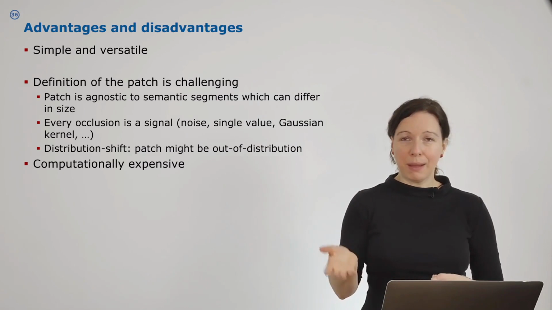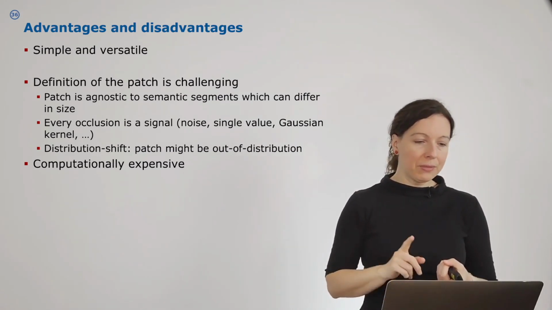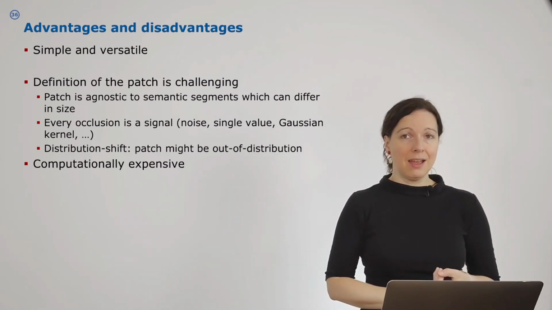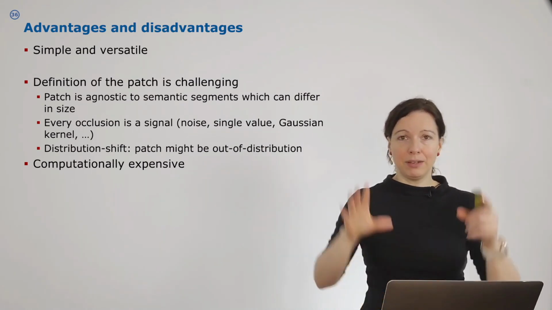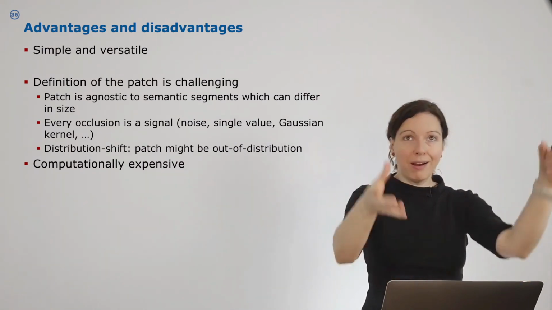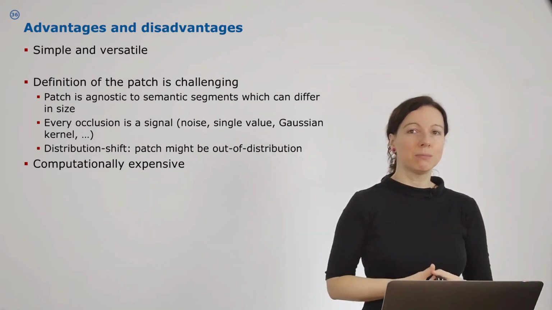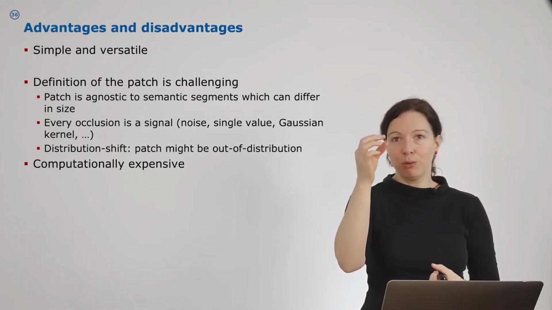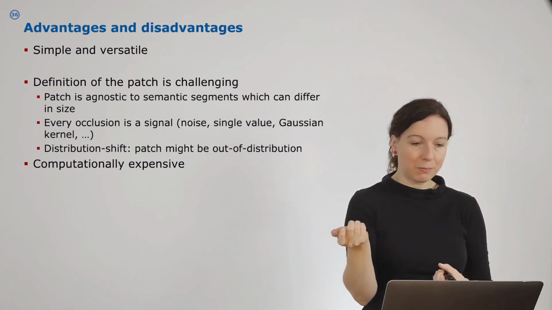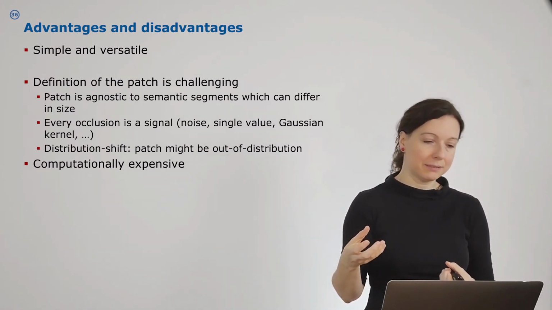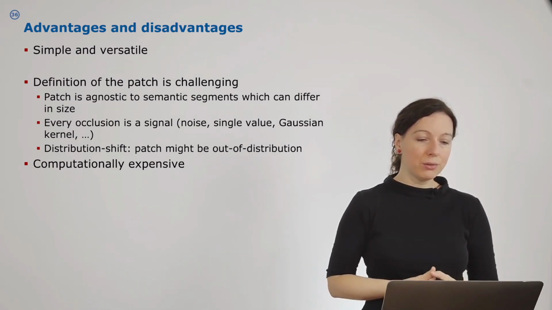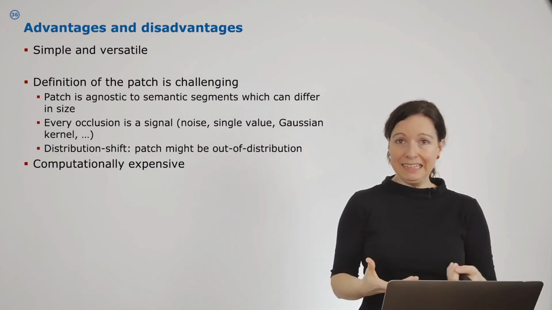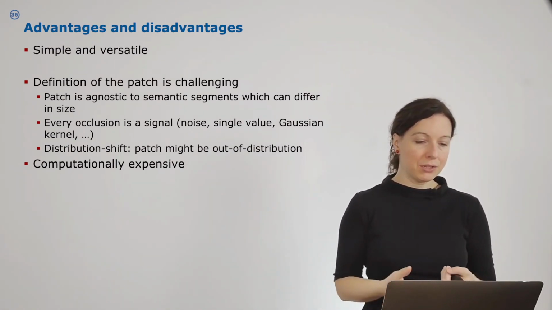So how to define the patch? So what to cover up? First of all, the patch is agnostic to semantic segments, which can differ in size. For the whale, for example, it might happen that a whole big part, let's say half of the fluke, is important, or small scars. So actually you would need different sizes of patches, but normally you cover up with the same size. Then every occlusion is a signal. So it's not that you just can delete a part of an image.